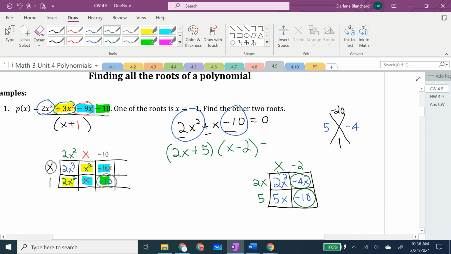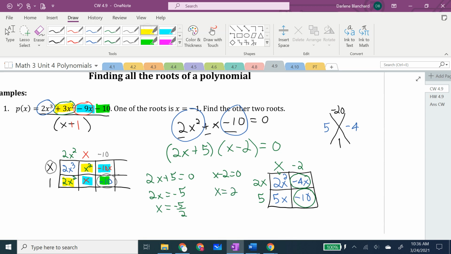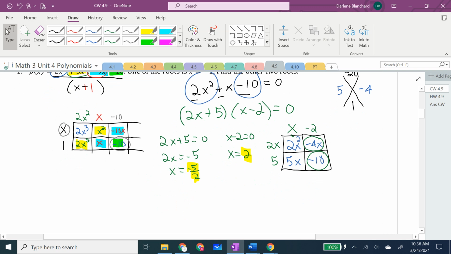The other roots are just solving this equation being equal to 0. So 2x plus 5 equals 0 and x minus 2 equals 0. Subtract the 5, divide by 2, and over here just add 2. And now I have the other two roots. Bada-boom, bada-boom. And I'll make an official answer of it.